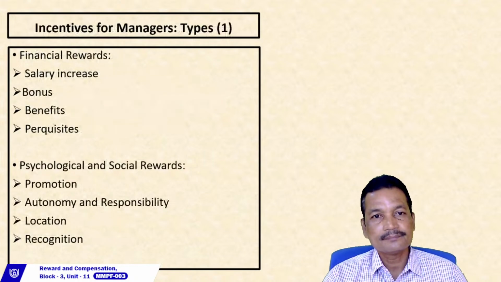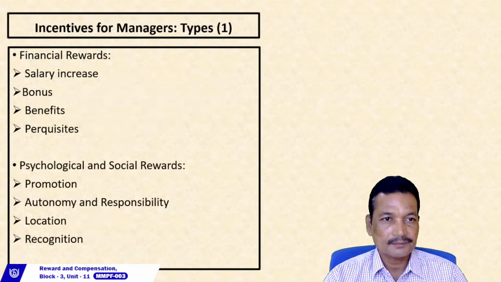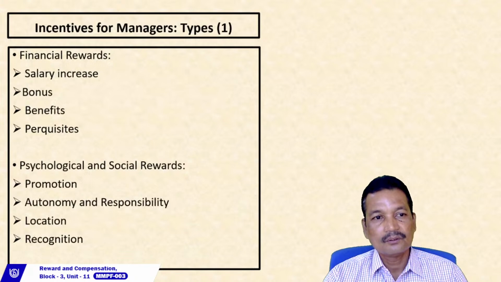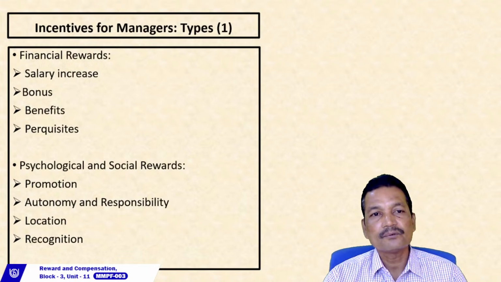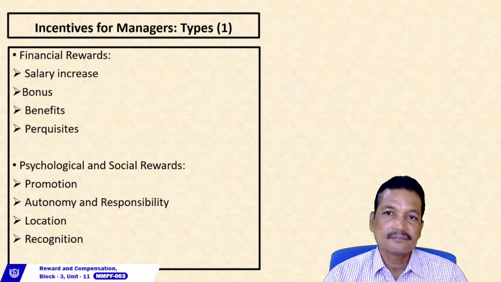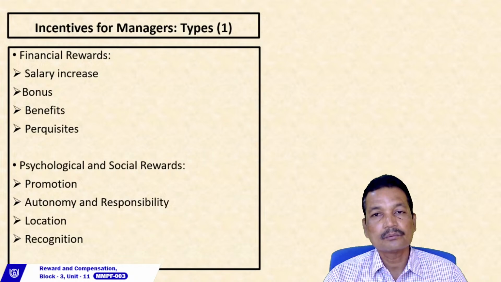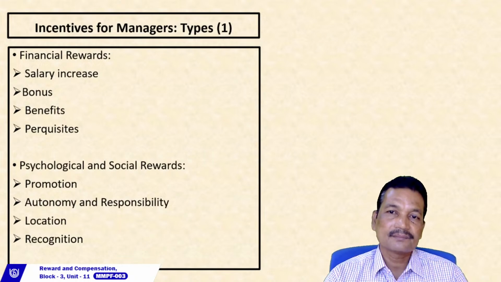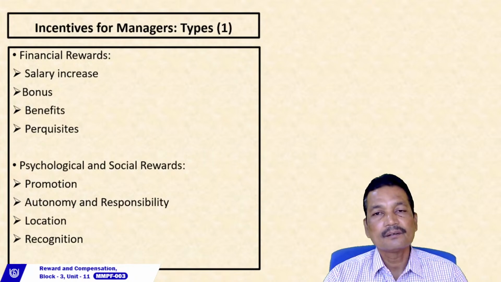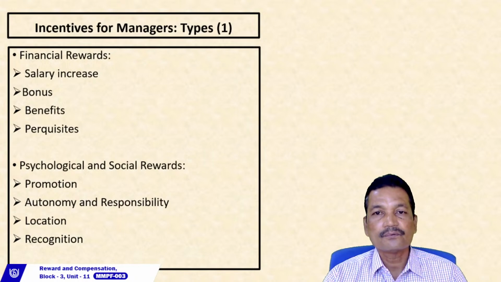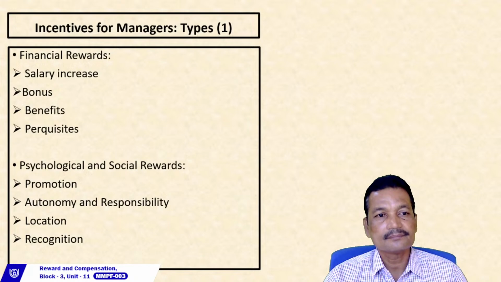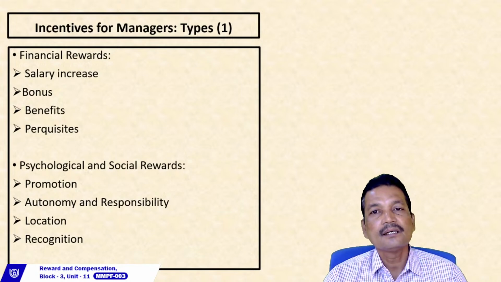We have seen the incentives, rewards and compensation for employees. Now what about the managers? Let us see what types of incentives they get. One is in the form of financial rewards. Definitely the manager would always want financial benefits for their division doing better performance. This can come by way of salary increments, bonuses, benefits, and perquisites.